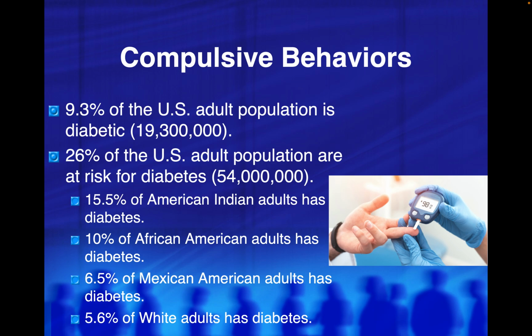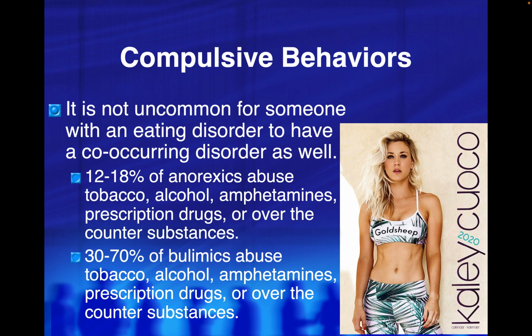90.3% of the U.S. adult population is diabetic. That's 19,300,000. 26% of the U.S. adult population are at risk for diabetes. That's 54 million people. 15.5% of American Indian adults has diabetes. 10% of African American adults has diabetes. 6.5% of Mexican American adults has diabetes. 5.6% of white adults has diabetes.